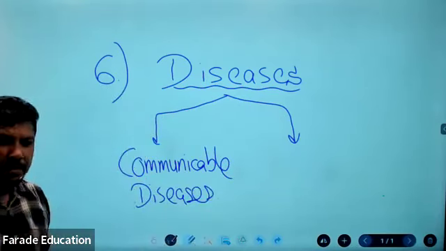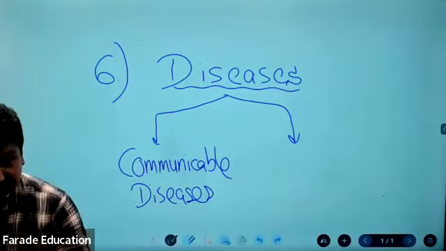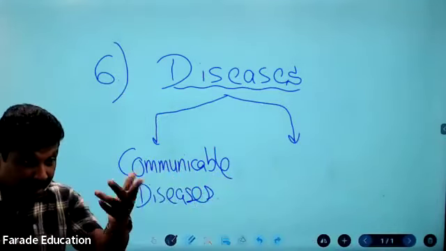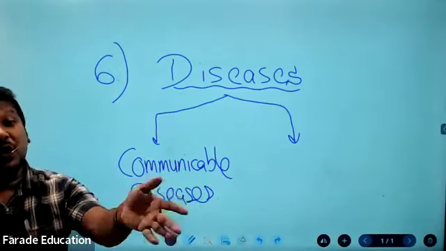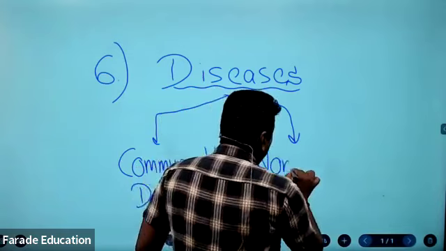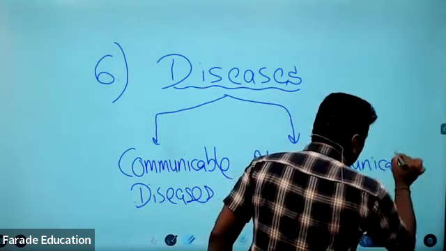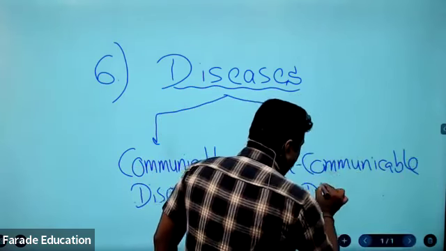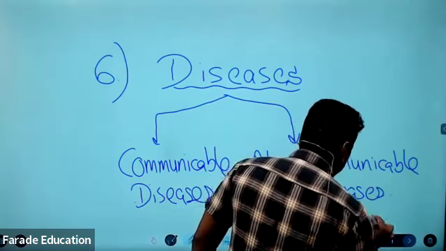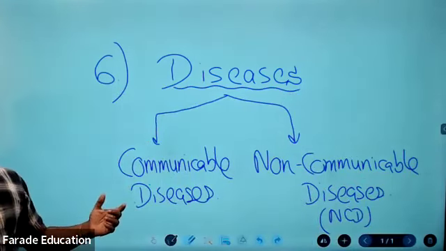What do you mean by communicable diseases? That disease spreads from one person to another one. And there are some diseases which do not spread like that. Those are called non-communicable diseases, NCD. Right? So what is more dangerous?